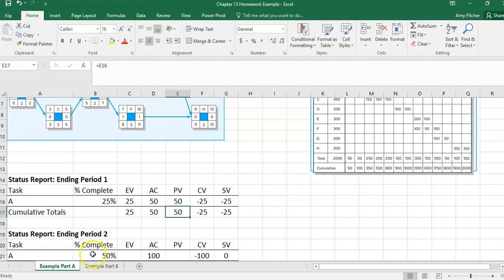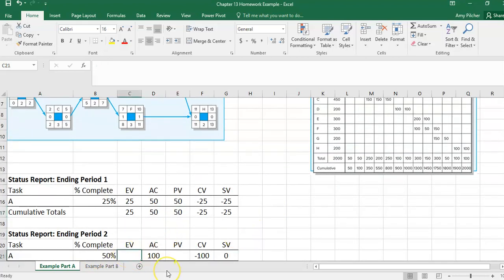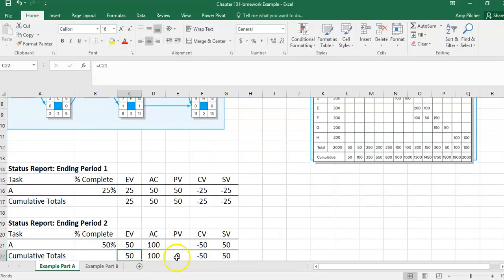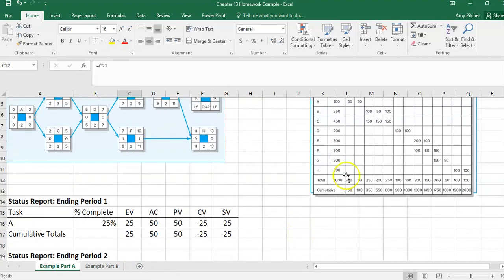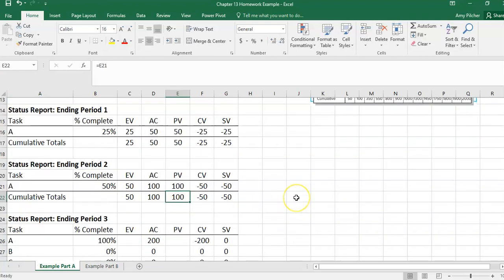In period 2, we are 50% for A. So A has a total of 100, 50% of 100 is 50. The planned value of A at the end of period 2 is 100. We are still over cost and over schedule.